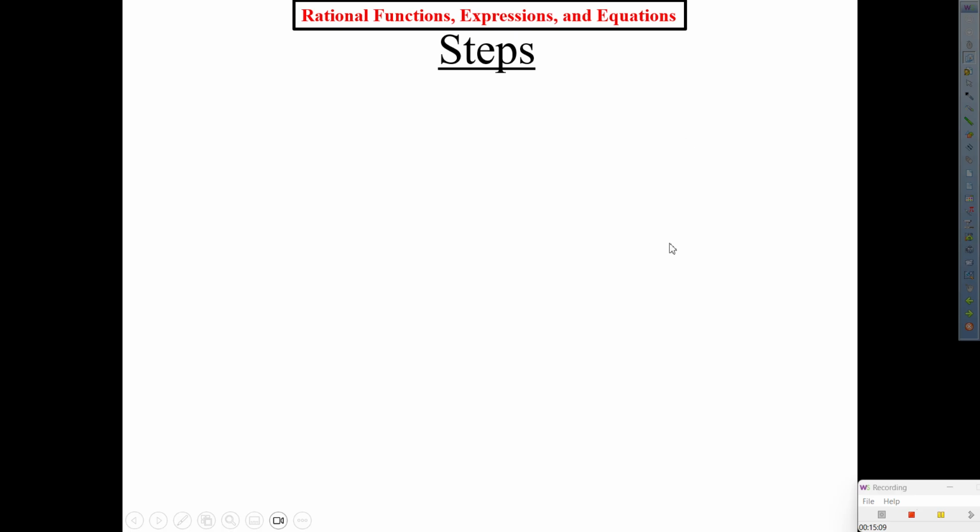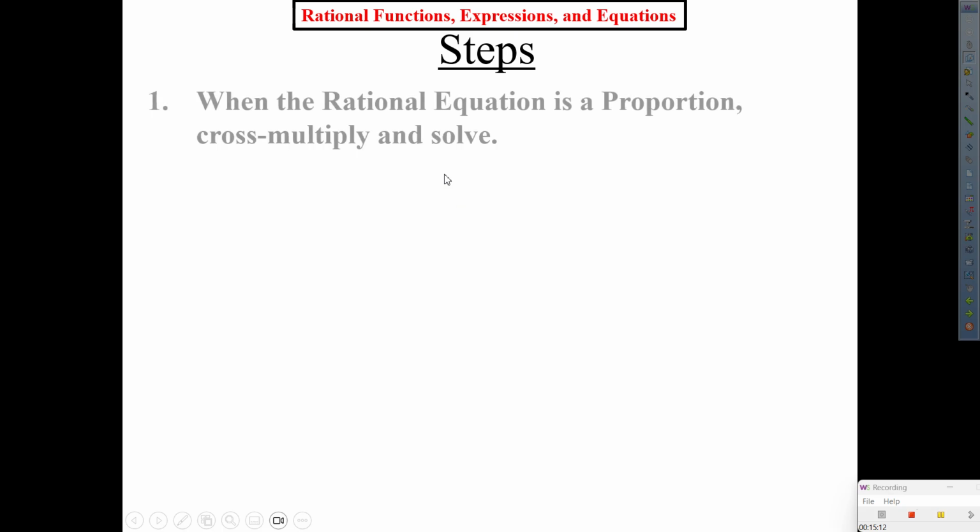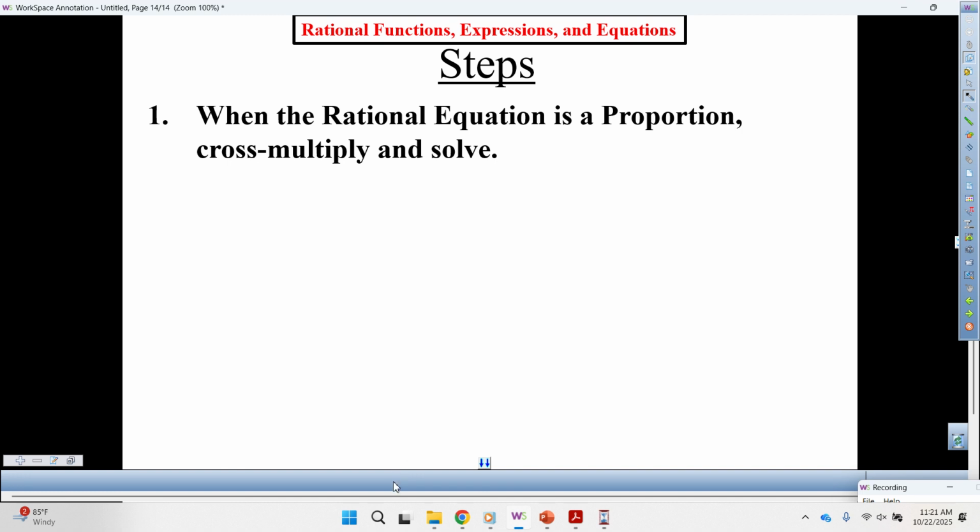Step 1. Write this down. When the rational equation is a proportion, cross-multiply and solve. Above or below where you write proportion, in parentheses, write fraction equals fraction.